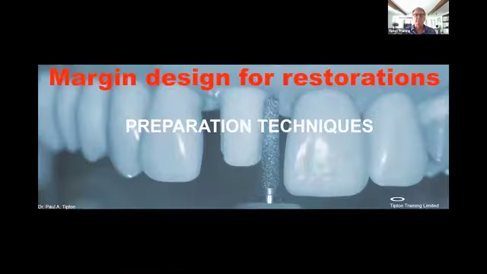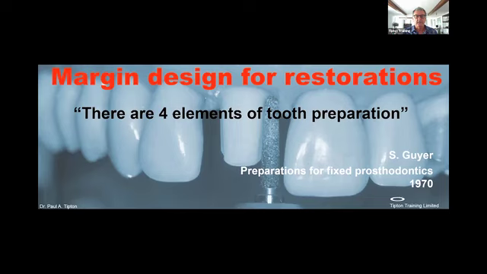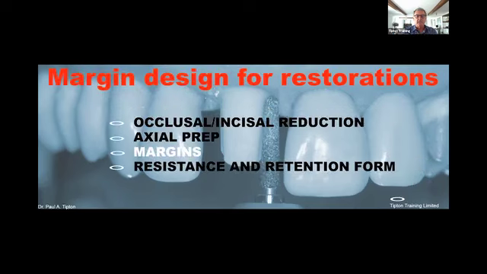So let us talk about general preparation techniques. And we know from our work done in the past, Shillingburg, various others, Samuel Geyer going back many, many years ago, that we have 4 elements to tooth preparation, 4 stages, if you like. And those 4 stages are occlusal or incisal reduction, axial preparation, margins, and resistance and retention form. And we do them in that order.